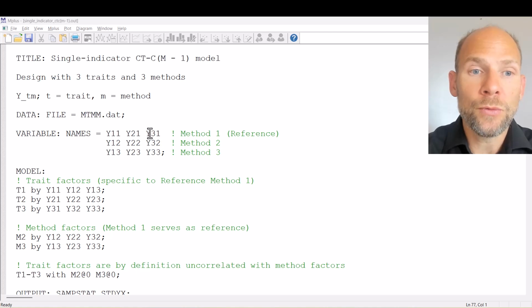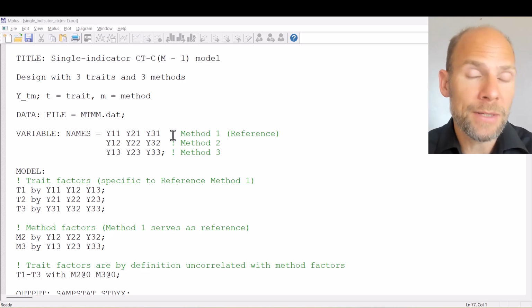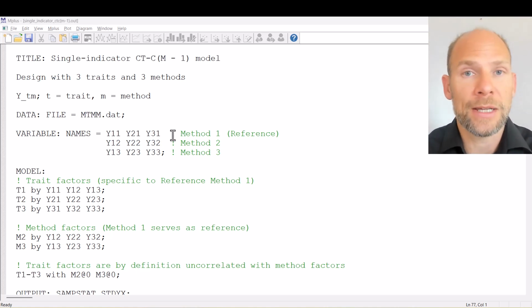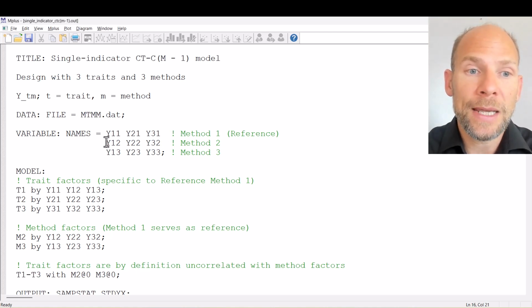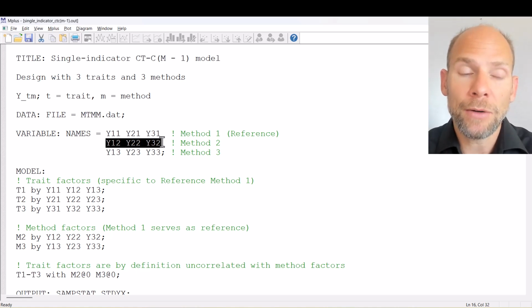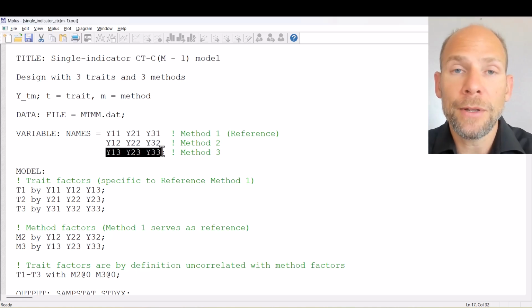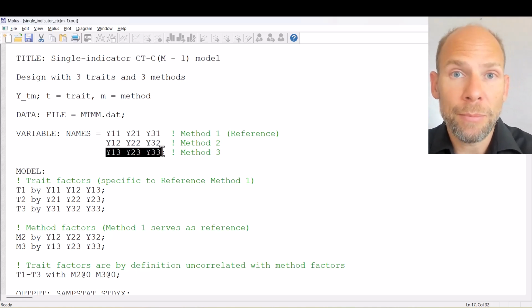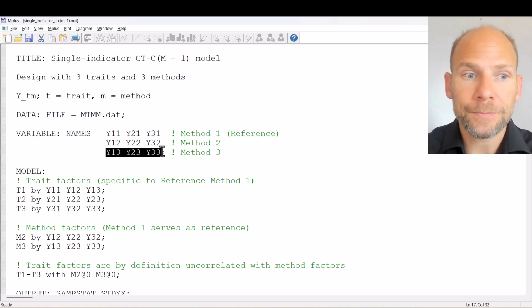Y11, Y21, and Y31 pertain to method 1, which is used as the reference method here in this example. So that could be, for example, the self-report of anxiety, extraversion, and happiness. And then method 2 could be the same traits measured by parent report, and then Y13, Y23, and Y33 could be the peer reports of the same 3 constructs. So it's a fully crossed design with 3 traits times 3 methods or rater types.